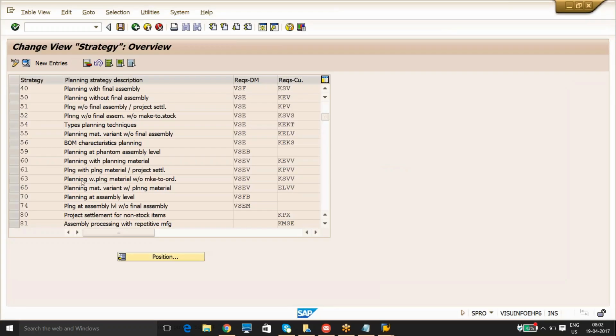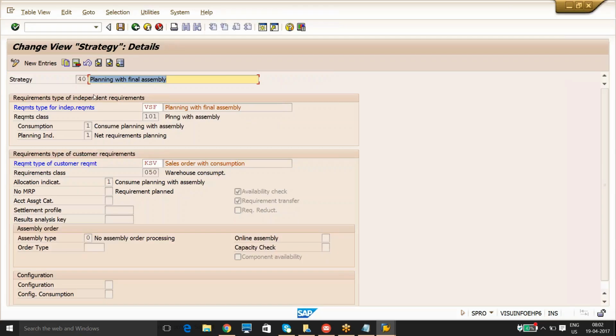So for strategy 40, here I have two classes, right? VSF and KSF. Yeah, now I'm able to see the screen. Yes. So I have two requirement classes. So now it was clear, right?